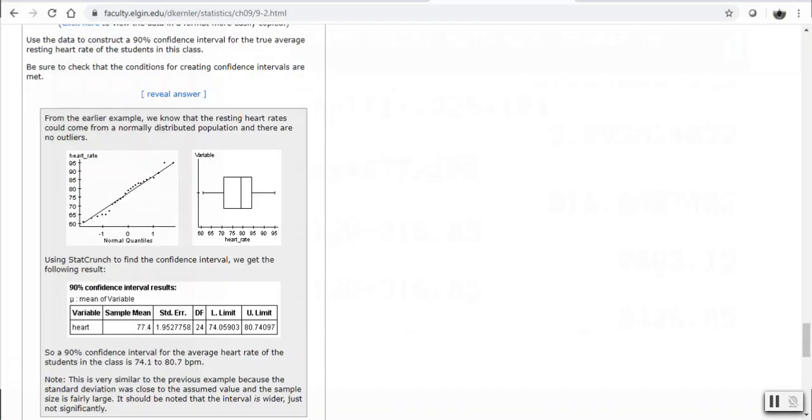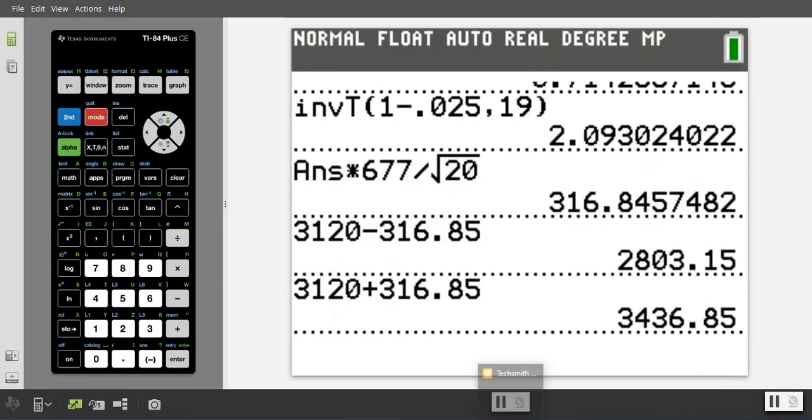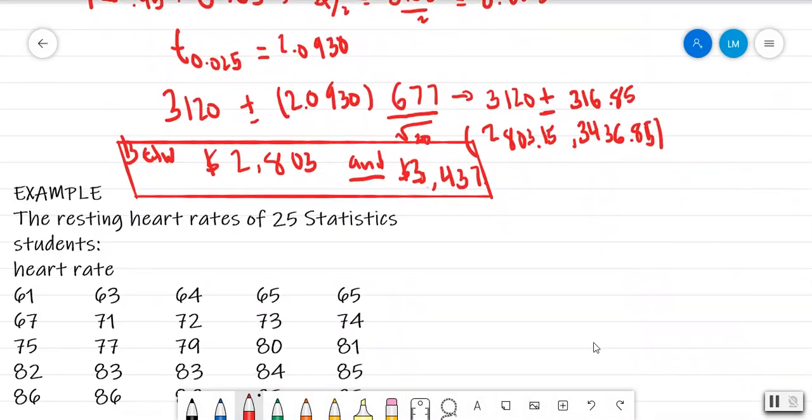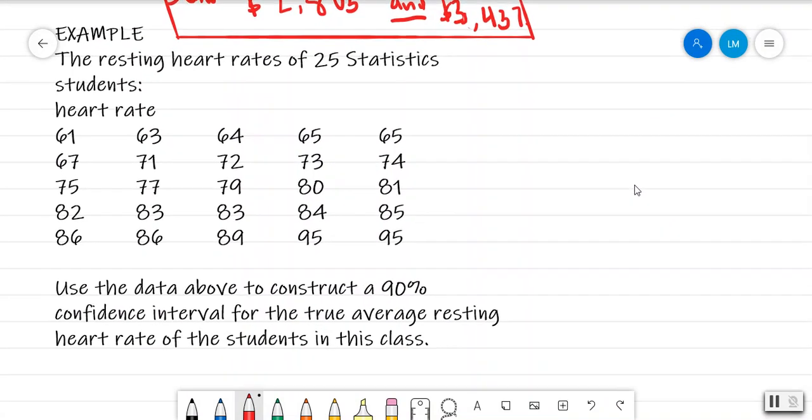Okay, so let's say, for example, that we look at one more question. We have the resting heart rates of 25 statistics students. These are their beats per minute. What I want to do with this sample, which should be a sample of 25, is find the sample mean, but I also need to find the standard deviation.